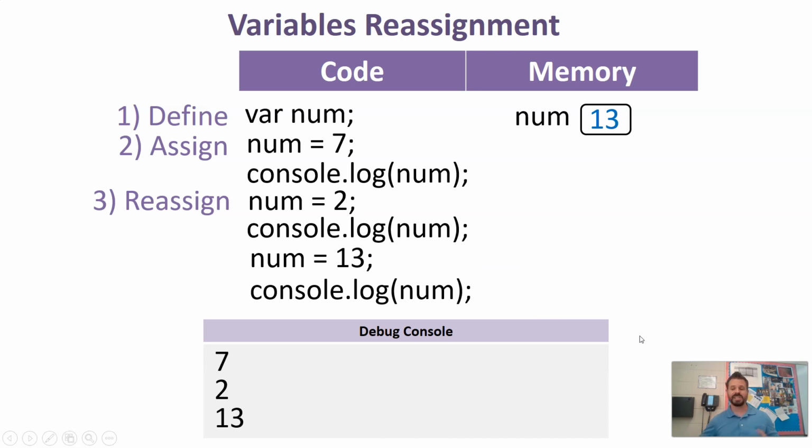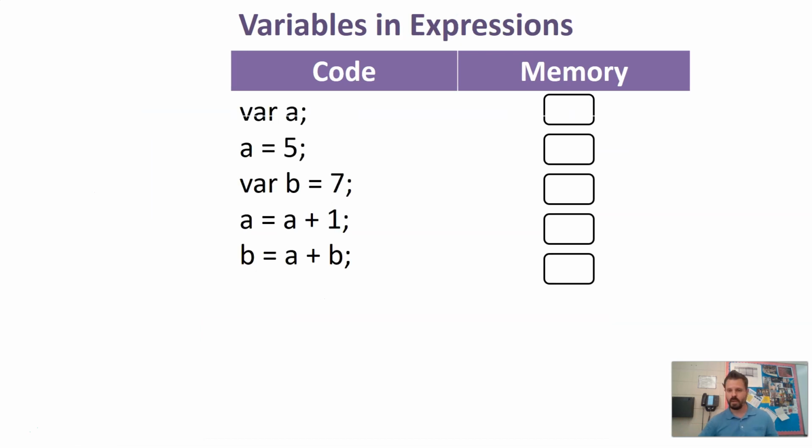All right, the idea that we can reassign things is going to be huge when it comes to making programs that can change, that can keep track of stuff as the user does different stuff. Let's take a look at one more thing before we jump into some actual programs using variables and expressions. And this right here is going to be the key to actually having our variables keep track and update as our program runs. Okay, so we've got some code. We'll walk you through what's happening as we run it.